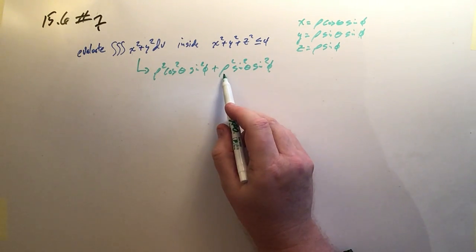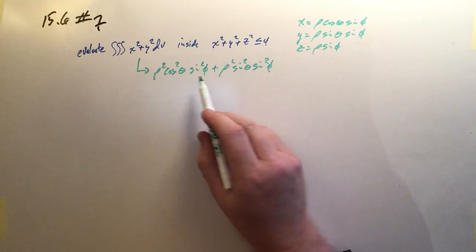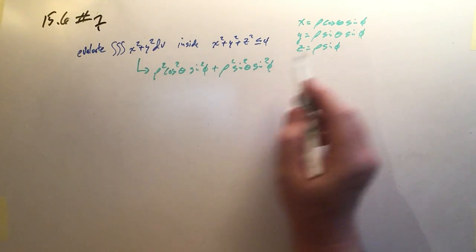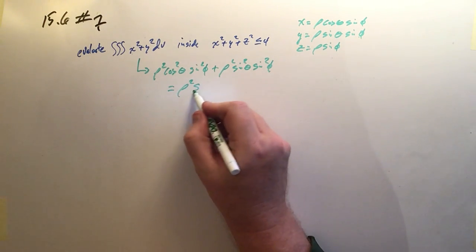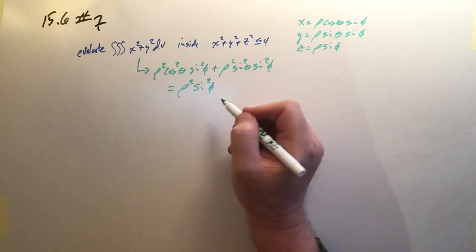We can factor out a rho squared sine squared phi from each. What's left is cosine squared plus sine squared, which is 1. So the integrand is rho squared sine squared phi.